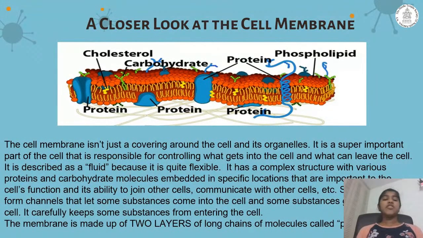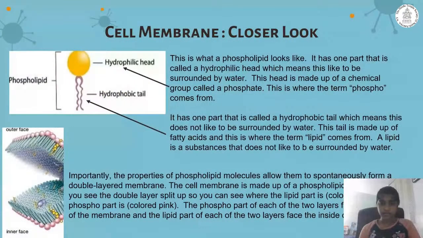Some proteins form channels that let some substances come into the cell and some substances get out of the cell. It carefully keeps some substances from entering the cell. The membrane is made up of two layers of long chains of molecules called phospholipids. Cell membrane, a closer look.